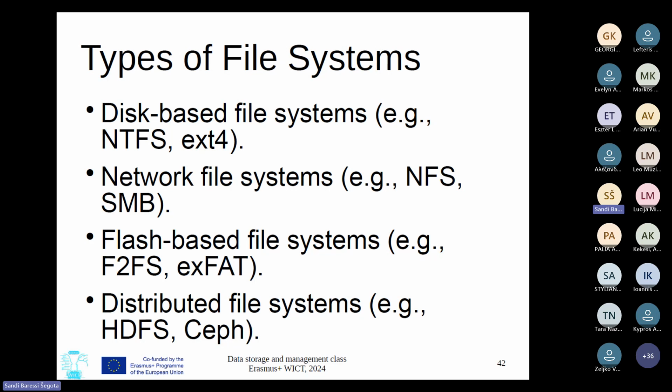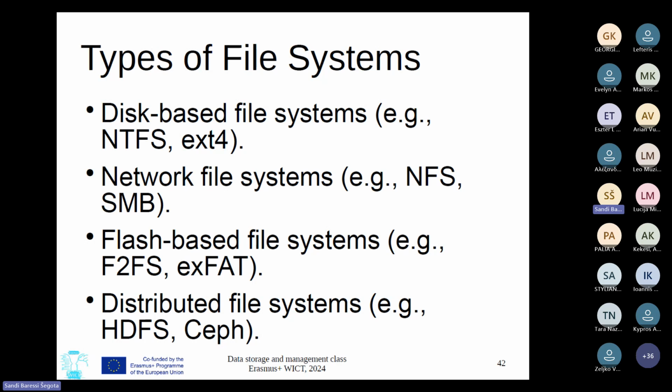For example, with flash-based file systems or disk-based file systems, they are created generally for any type of data, but they are aiming at specific media that's used, whether it's hard disk drive or flash-based.